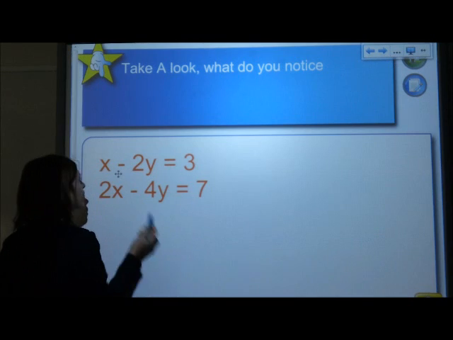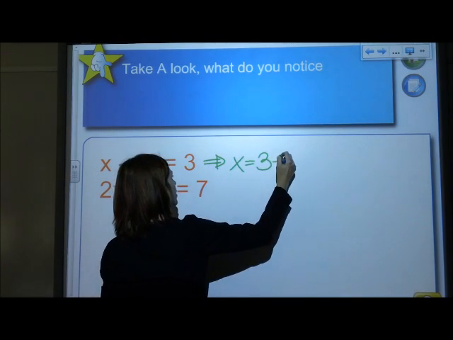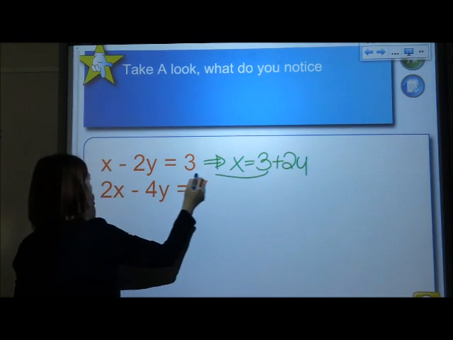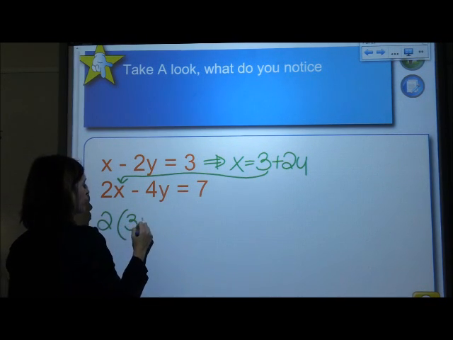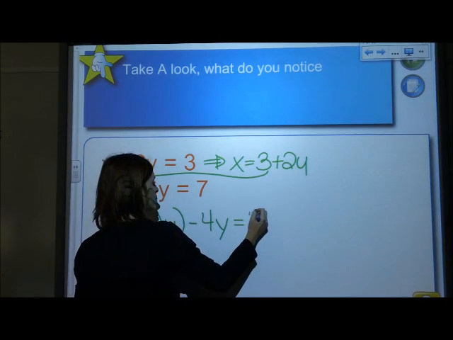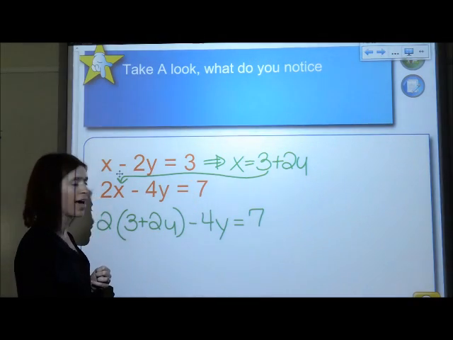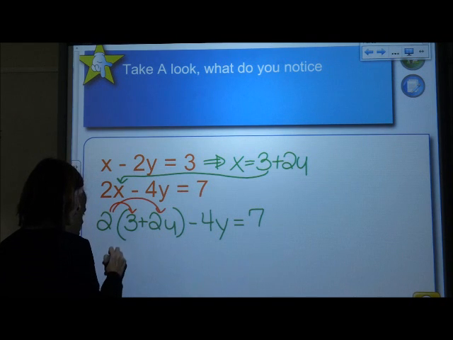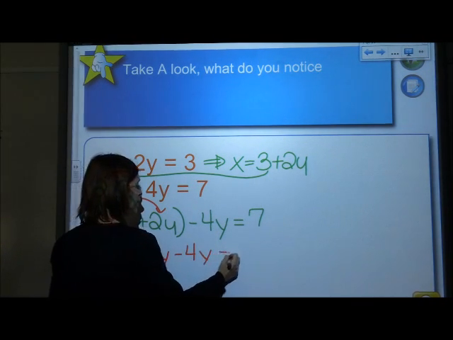Let me switch colors here. So I'm going to change this equation to x equals 3 plus 2y. I'm going to take that value and plug it in for x into the other equation. So I have 2 times (3 plus 2y) minus 4y equals 7. All right, I'll give you a second to catch up. I realize I did that kind of fast. Okay, then we distribute our 2. So we get 6 plus 4y minus 4y equals 7.